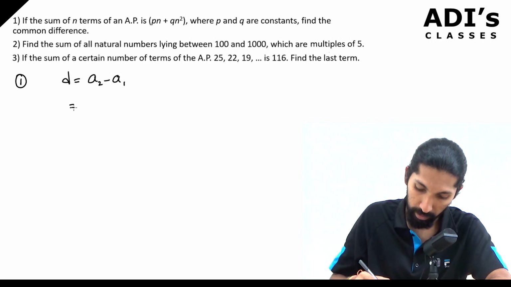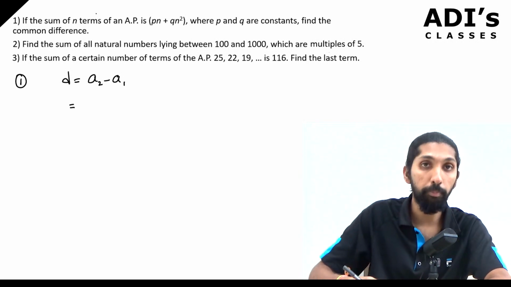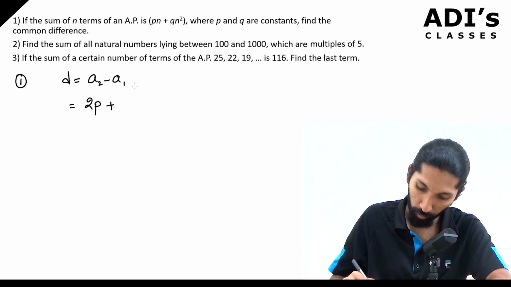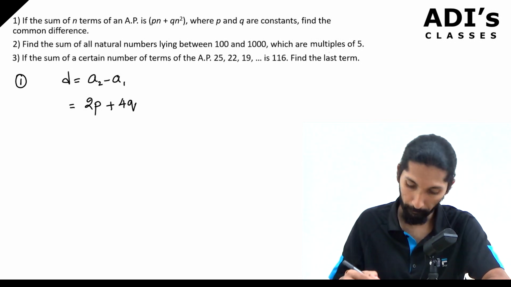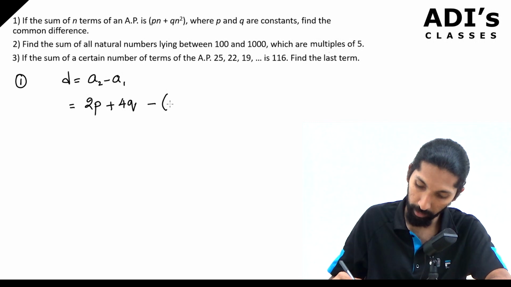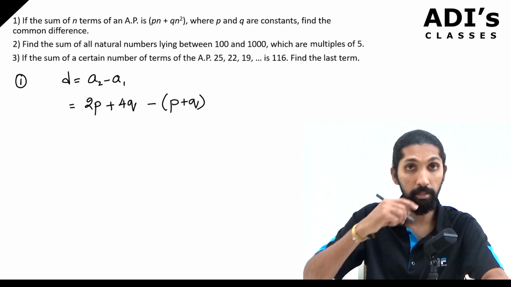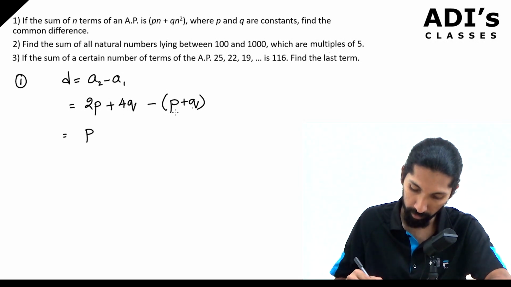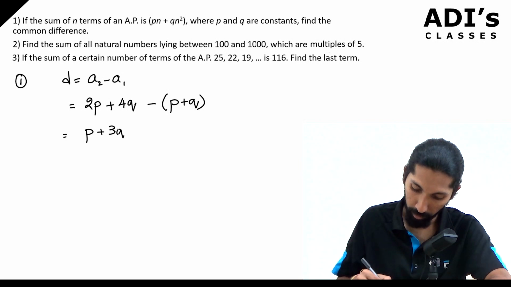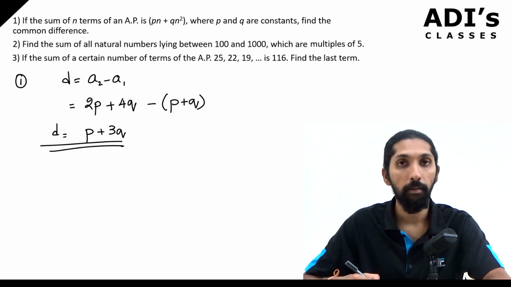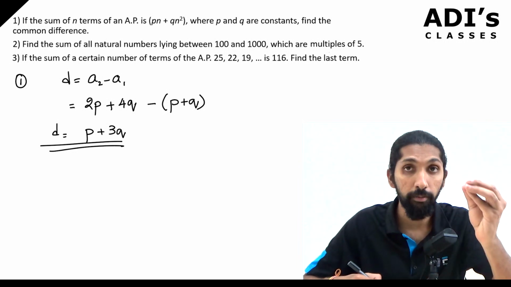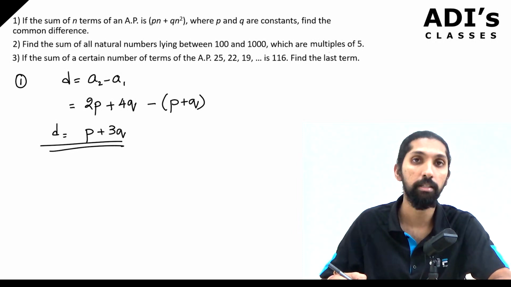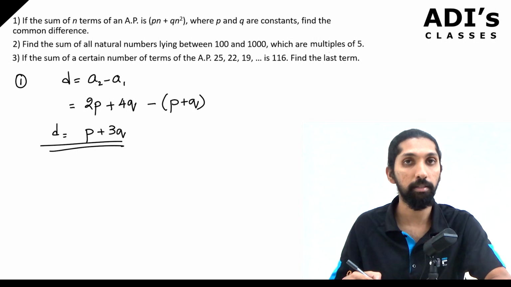See what is A2? 2 into P, that's 2P plus 4Q because 2 square, minus of (P plus Q), isn't it? So what do we have? 2P minus P is P, 4Q minus Q is plus 3Q. So common difference becomes P plus 3Q. Very simple, very direct type of problem. So the answer for the first one is P plus 3Q.